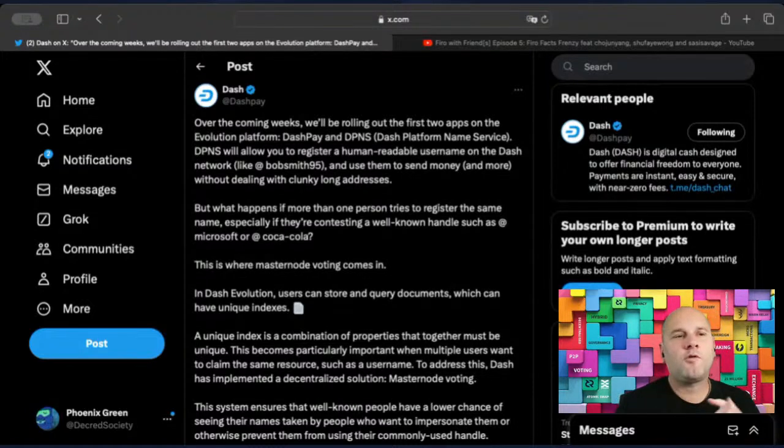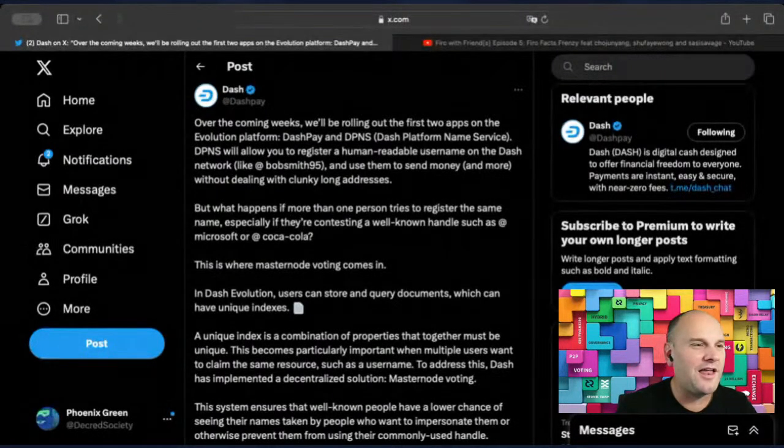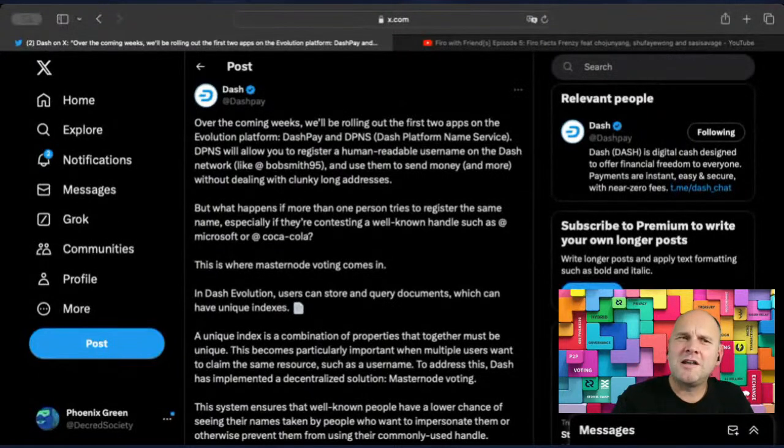Yeah, so they've brought out two. One is the Dash Pay wallet, and one is the name service. But if you pick a name that belongs to somebody else, they're going to have a voting system that allows the person it belongs to kick you off of that name. So, for instance, if you are Joe Smith, and you end up buying Coca-Cola on their platform, Coca-Cola can come along at any point in time and kick you off of that username, which I thought was really, really interesting.